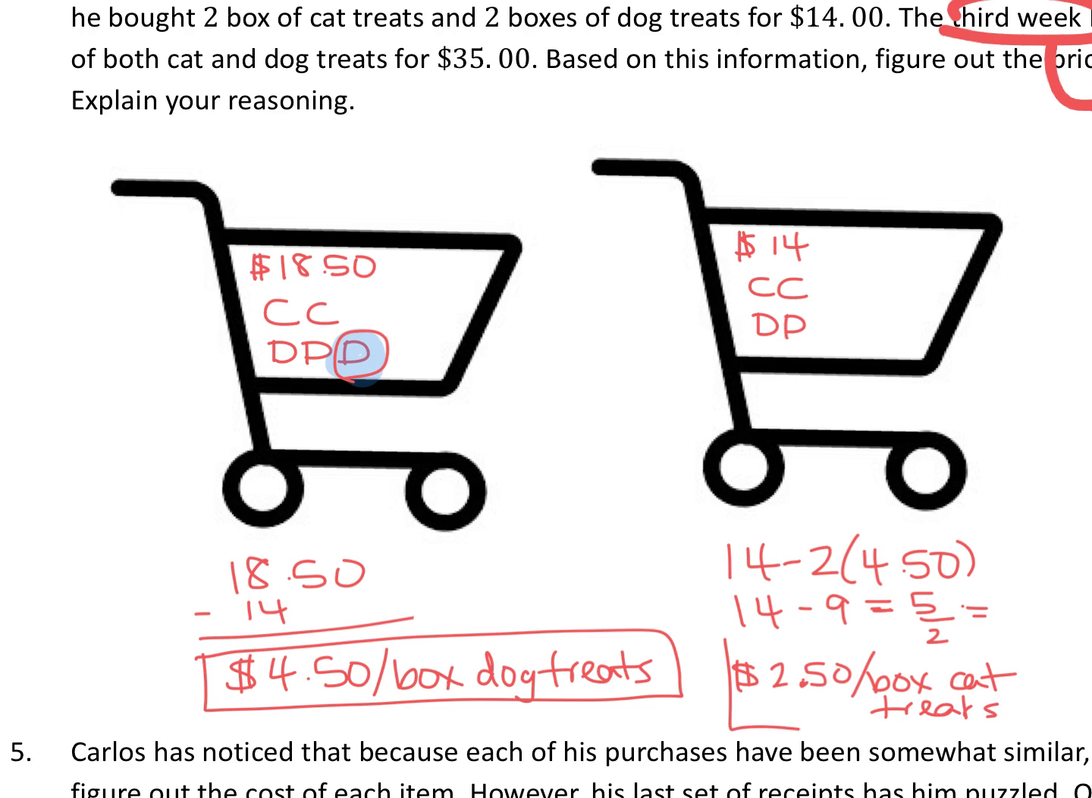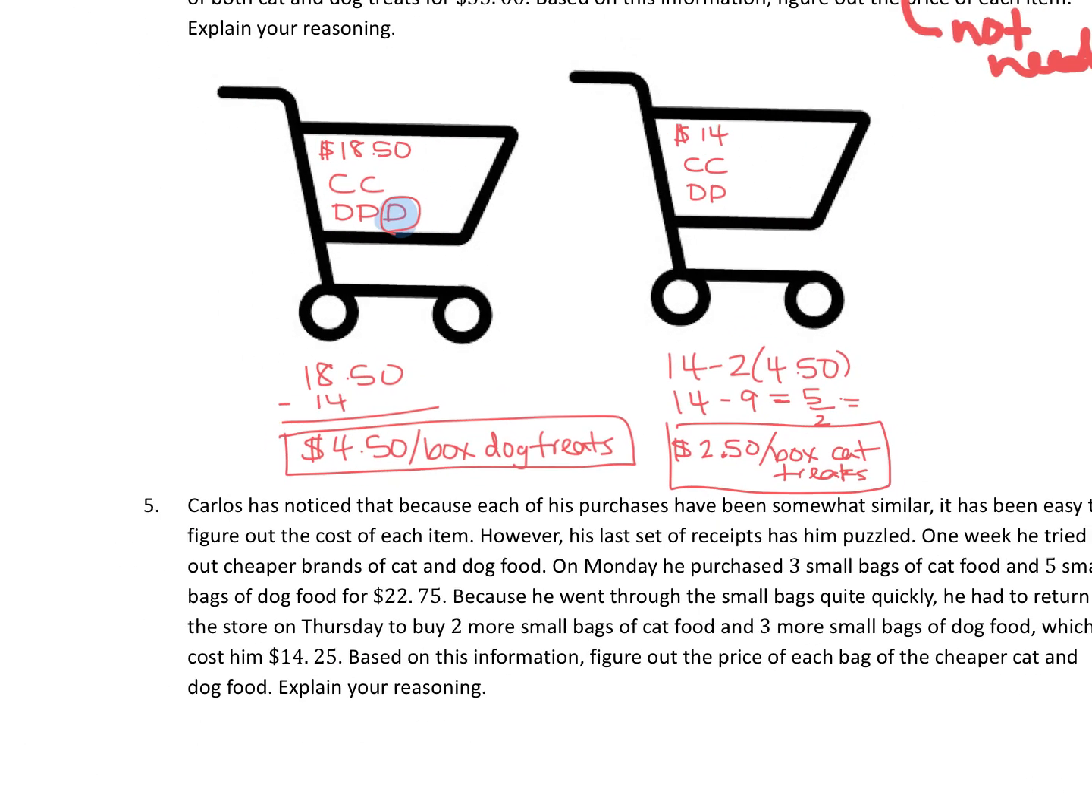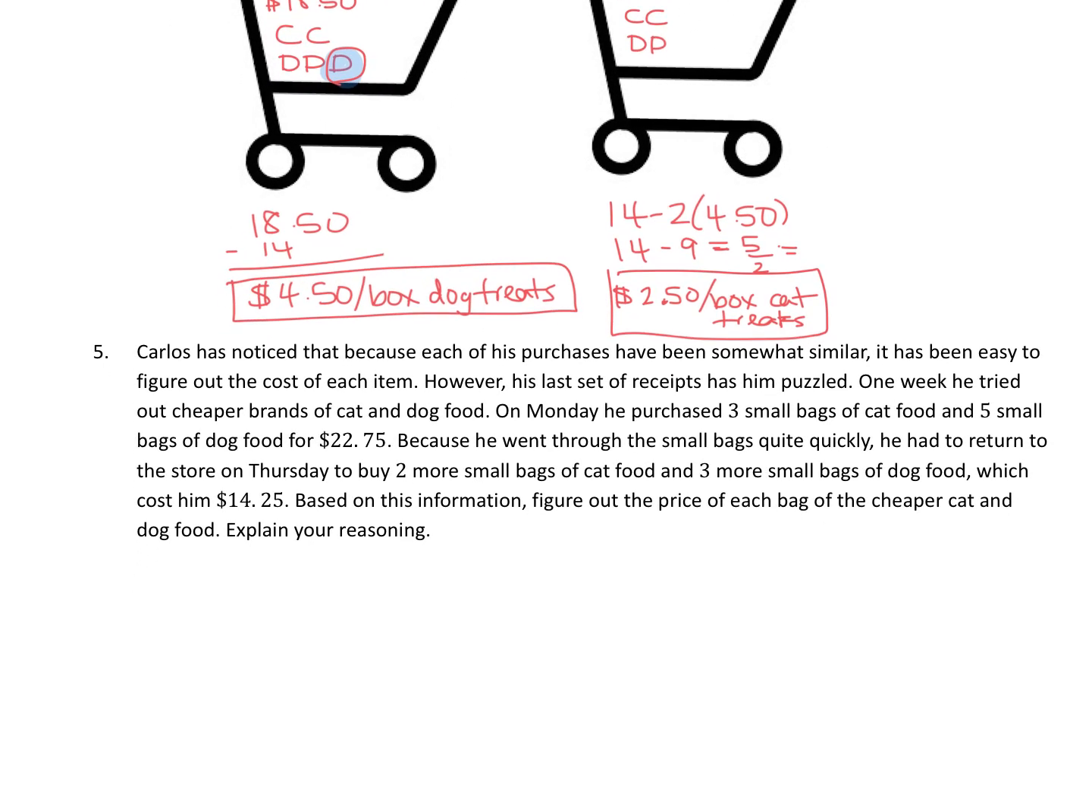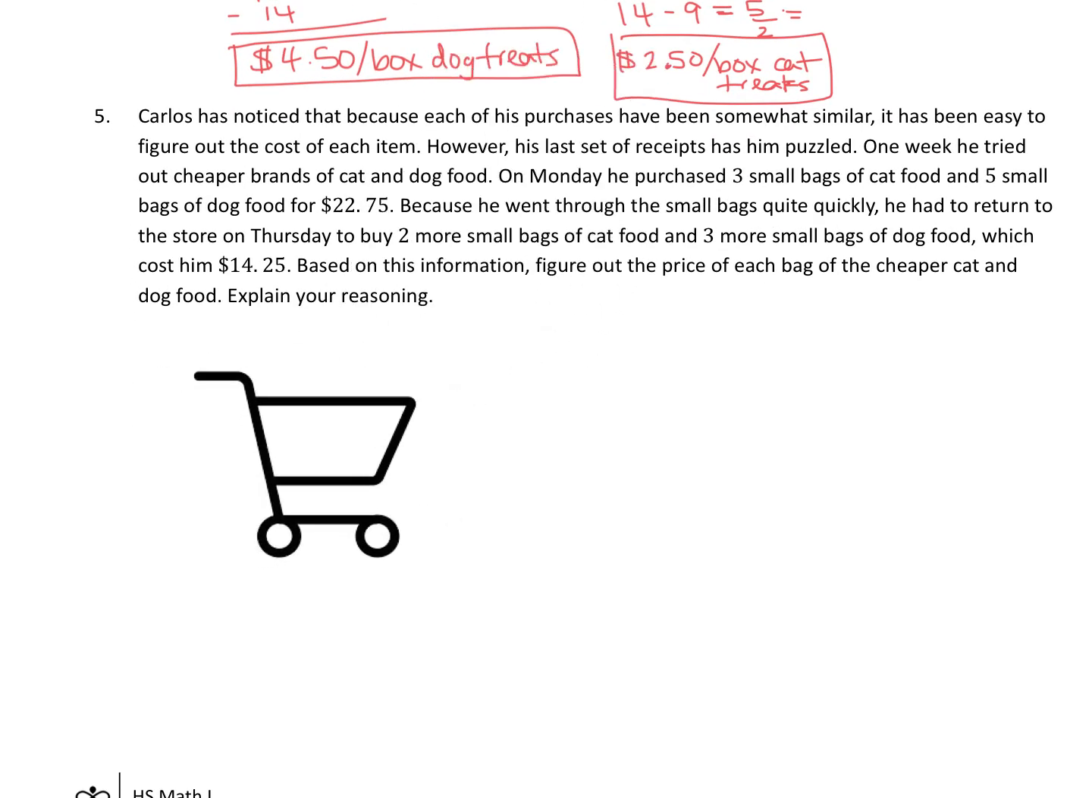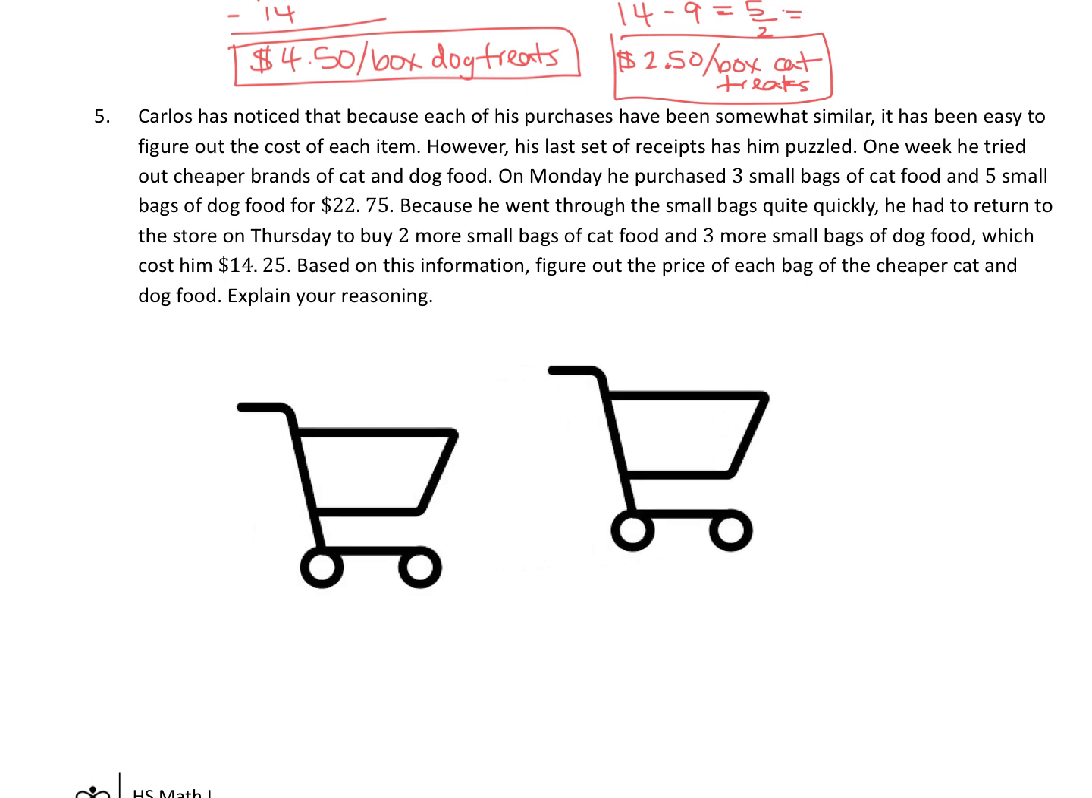Okay, that one was actually pretty easy. Gave us some extra information that may have confused us a little bit, but we made it through. All right, let's try our last one. In number 5, Carlos says he's noticed that because the purchases have been somewhat similar, it's easy to figure out the cost of each item, but he has a last set of receipts that puzzle him. All right, so let's add in our 2 little shopping carts so that we can visualize what's going on. So here's our first shopping cart and our second one.